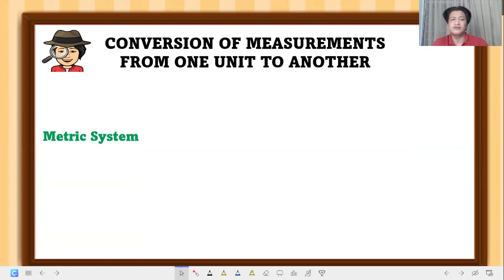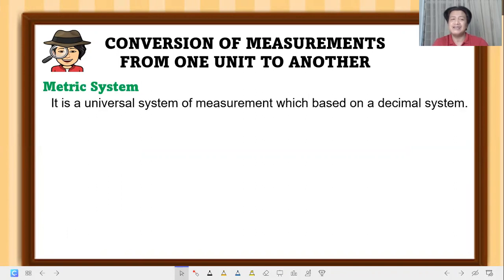So let's define the term. We have the word metric system. Pag sinabi natin metric system, it is a universal system of measurement which is based on a decimal system. Remember that our discussion last meeting, we talked about the metric units. Ito yung kung saan nag-move lang tayo either going to left or right, or that is the power of 10.